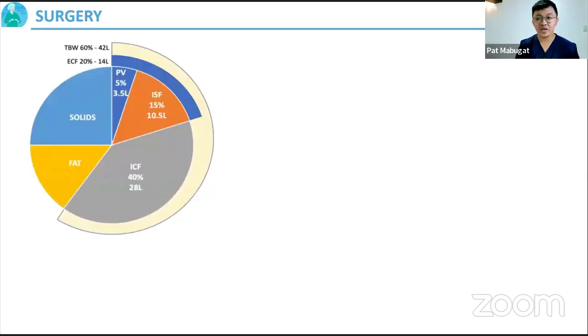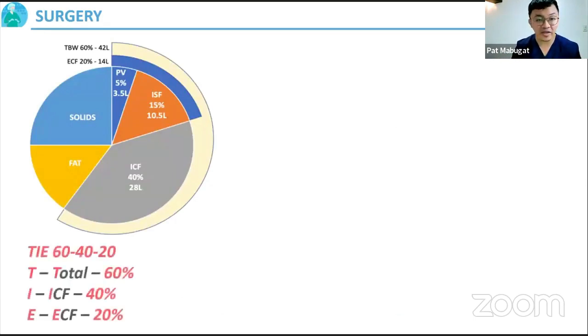Okay. Now we have this diagram right here taken from Schwartz, showcasing the different body compartments of water. A good mnemonic I have for this is TIE 60-40-20. TIE is total body water. Again, in an adult male, it's 60%.